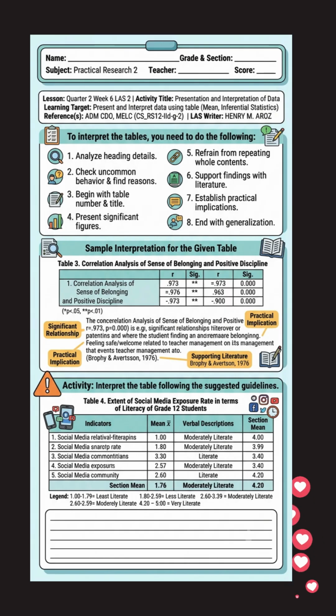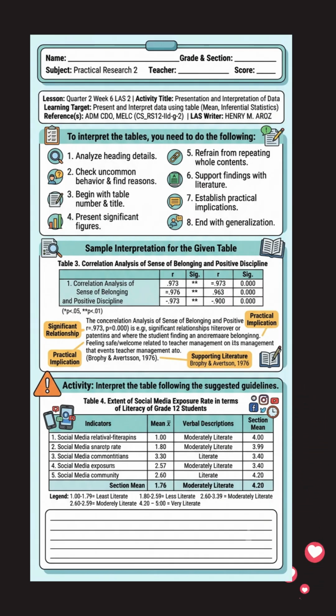Activity. Interpret the table following the suggested guidelines. Table 4. Extent of social media exposure rate in terms of literacy of grade 12 students. Indicators, mean, verbal description. 1. I am aware of the good and bad effects of social media on my behavior: 2.77, moderately literate. 2. I am aware of my own social media behavior such as copyright, illegal downloading and the like: 2.89, moderately literate. 3. I always observe proper etiquette: 3.16, moderately literate.